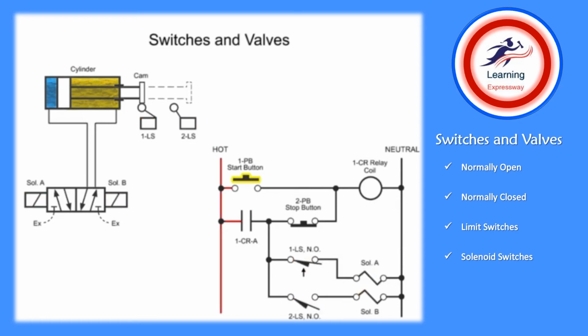When the start button is momentarily pressed, relay coil 1CR becomes energized, allowing contacts 1CRA to be closed and connected. This allows the relay to hold a circuit through the stop button and contacts 1CRA. Once the contacts are closed and connected, the coil will remain energized even if the start button is released.